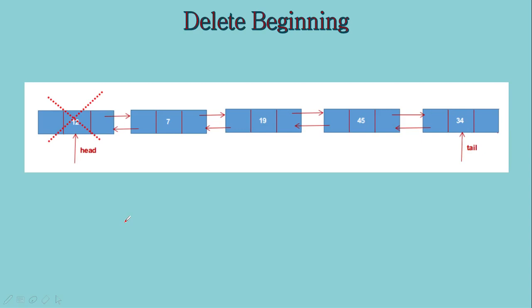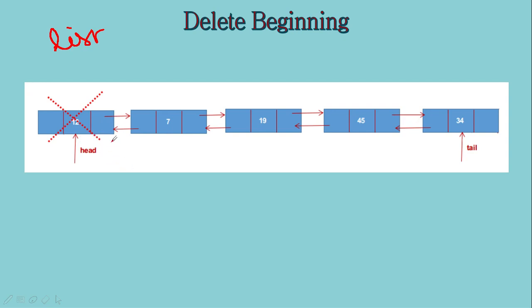Hi, let's discuss the delete beginning operation in a doubly linked list. The input for this operation will be a list, and we have to remove the node that is in the first place, and we have to return the data that is present in that first node. That is, if we are given a list like this, we have to remove the node bearing the data 12, and we have to return 12.